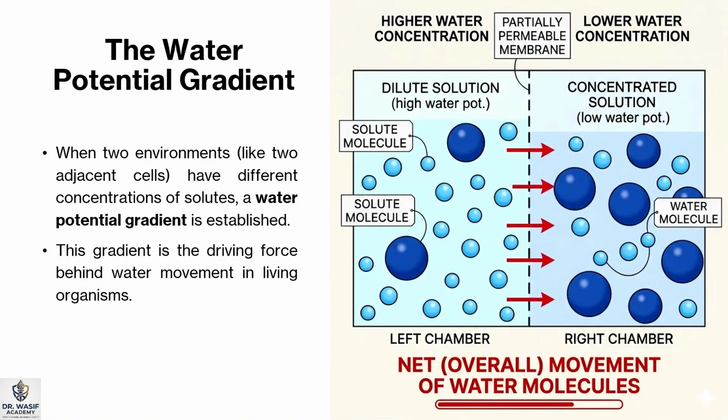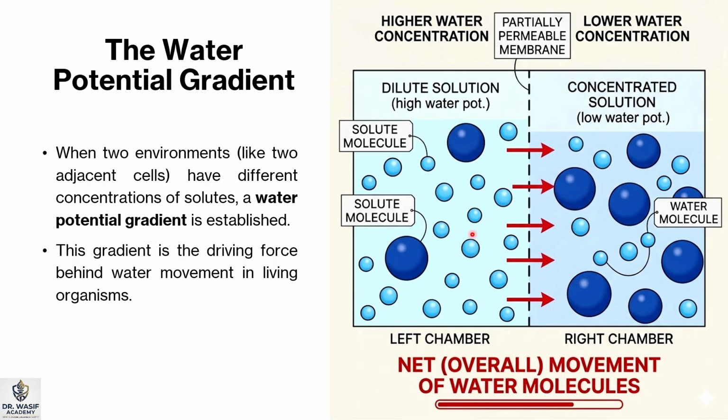Now that we have understood what water potential is, let's look at how it creates movement. In biology, things rarely stay still. When two environments, like two cells sitting right next to each other, have different amounts of solutes, they establish what we call a water potential gradient. Think of this gradient as a pressure slide. On one end, you have higher water potential. This is your dilute area with lots of free water molecules.